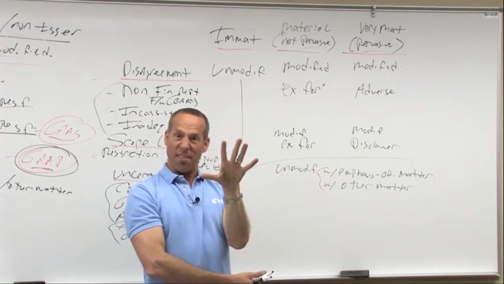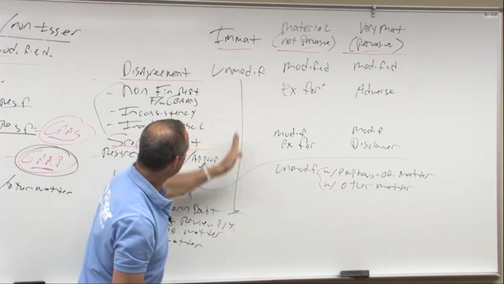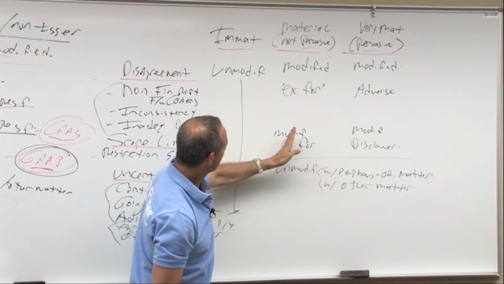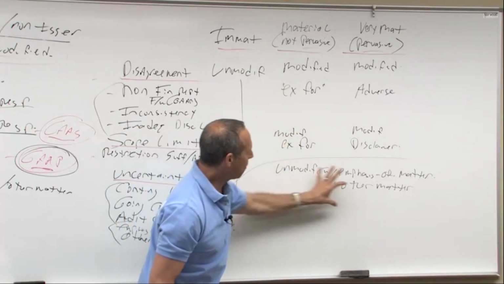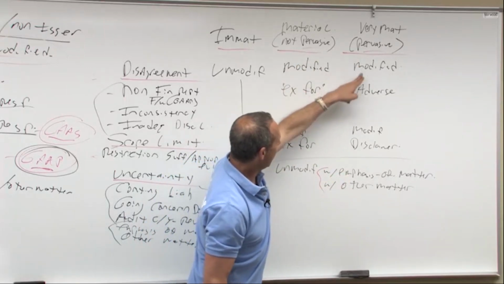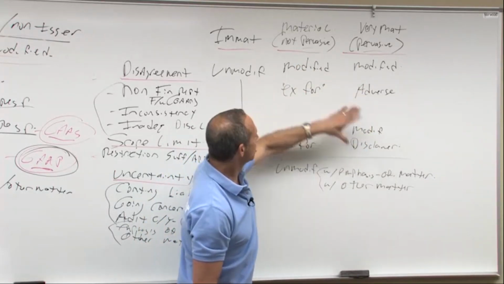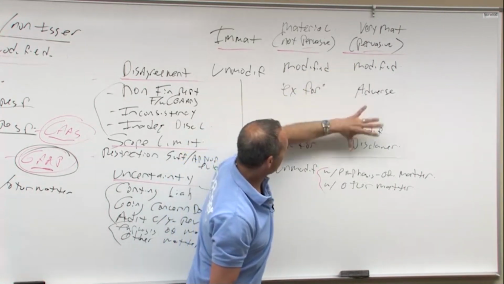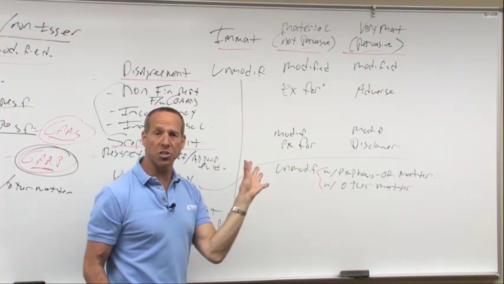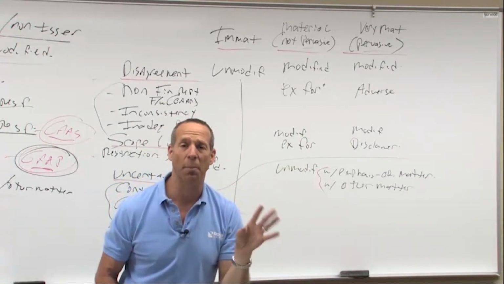Now remember on the very first page of this section, I said there were how many types of opinions? 5, right? We have unmodified, unmodified with explanatory or emphasis, modified except for, modified, adverse, and disclaimer. Those are the 5 reports. You'll see all of them represented there on my chart.